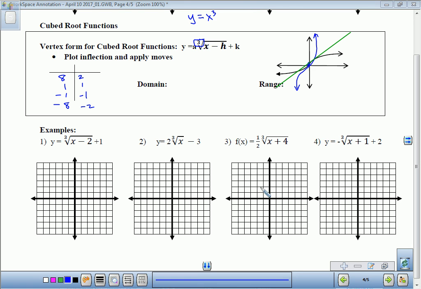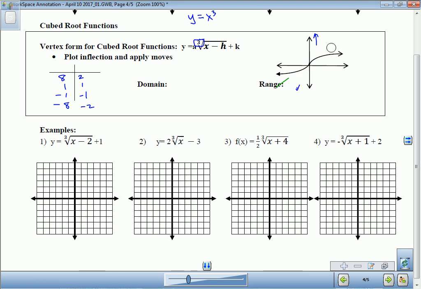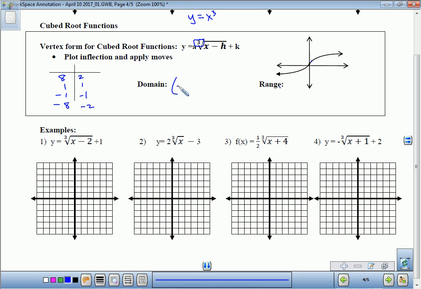Now, the other nice thing about this is if we get rid of the extra and we look at just the function, it has no restrictions. It goes forever left and right. It goes forever up and down. And there's not much I can do to restrict it. So yay! For every cube root, that's your domain and range.